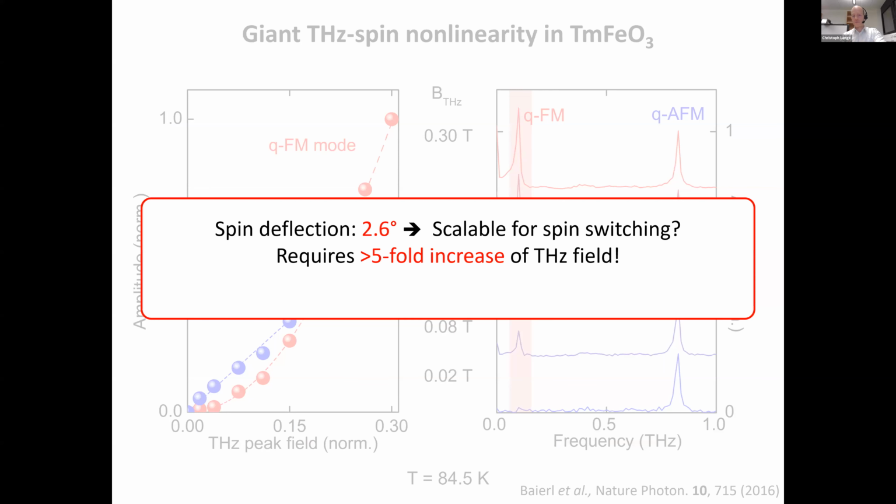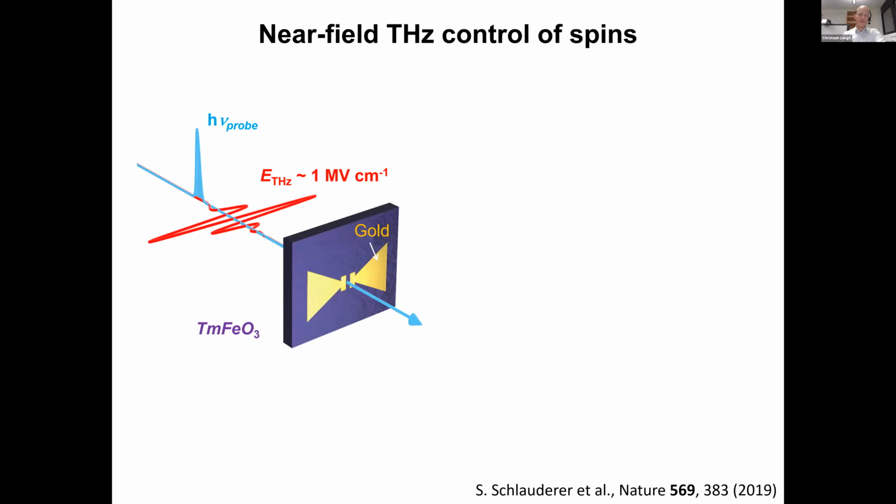From calculations, from a simple estimate, it's clear that we need about a 5-fold increase of the terahertz field, but we were already operating at a megawatt per centimeter, so quite a strong field. And this is, of course, as you already guess now, where we invoked the terahertz antenna to further boost the field. This is the experiment.